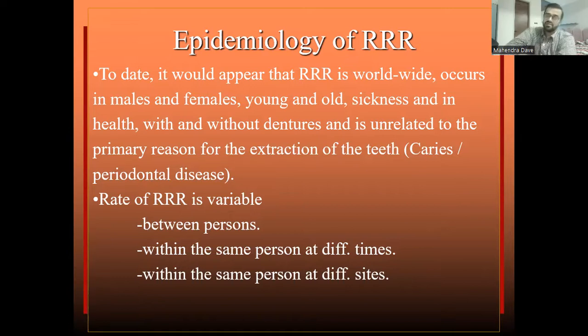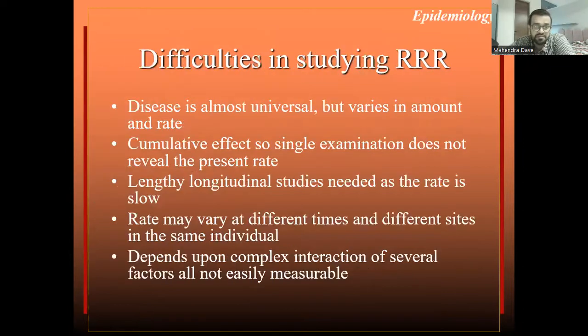So the rate of residual resorption is variable. What is the variable? It is different between different persons, within the same person at different times, and within the same person at different sites. It may vary from person to person. It may vary in the same patient at different sites. It varies within the same patient at different times of life. So these are the different variables related with residual resorption.